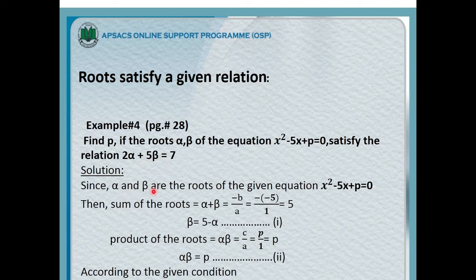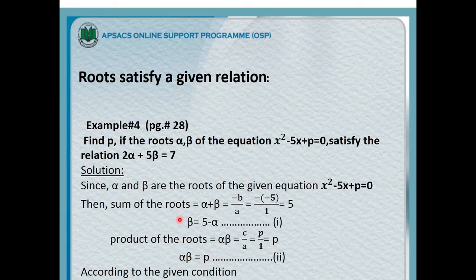Since alpha and beta are the roots of the given equation, the sum of the roots will be alpha plus beta is equal to 5. So we will shift alpha to the right hand side. We get the value of beta in terms of alpha, that is beta is equal to 5 minus alpha, and the product of the roots will be alpha into beta is equal to c upon a, and by putting the values of c and a we get alpha beta is equal to p.